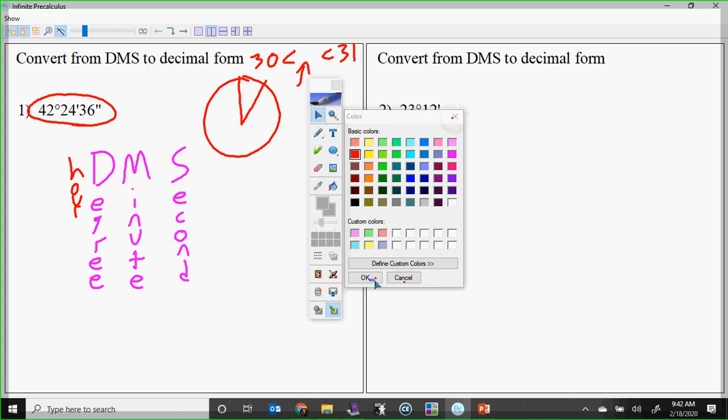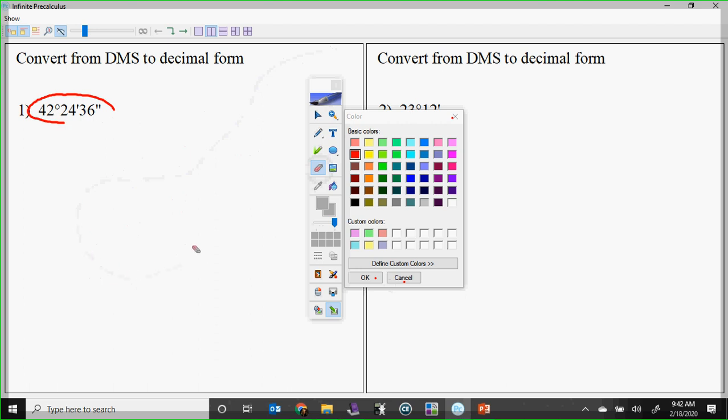So let's see how this works. We're going to change from degrees, minutes, seconds to decimal form. All right. And so what we're going to do is we're going to say, well, this is our seconds. We want to change from seconds to minutes. So I'm going to say, well, how many seconds are in a minute? Well, there are 60 seconds in a minute, so I'm going to divide 36 by 60.